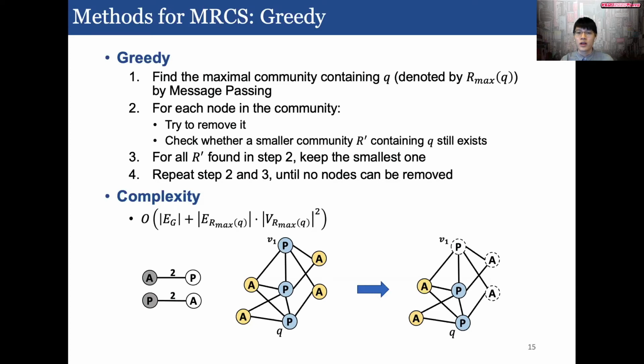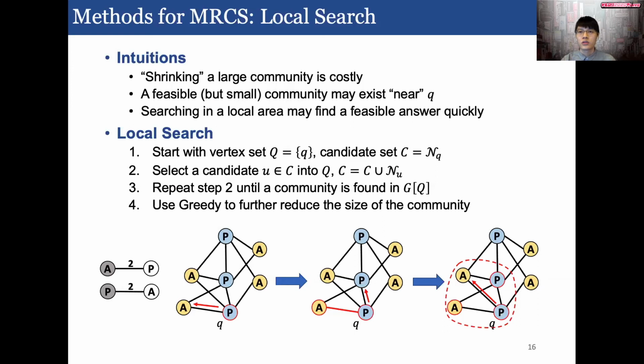This algorithm has time complexity cubic to the number of nodes in RMaxQ, which is not efficient. So we design a local search approach to improve the efficiency. The intuition is that while shrinking a large community is costly, a small community may exist near Q. So searching a local area may find a feasible answer quickly. This approach contains 4 steps.